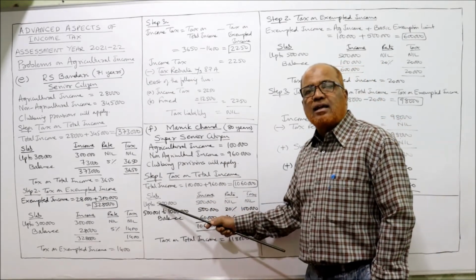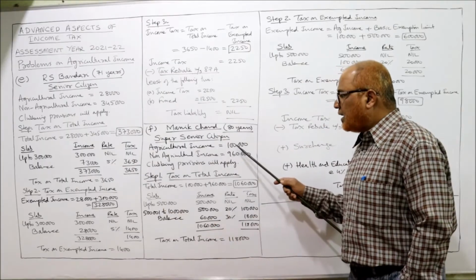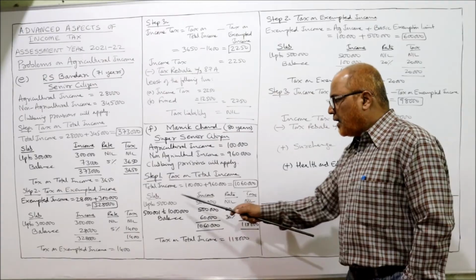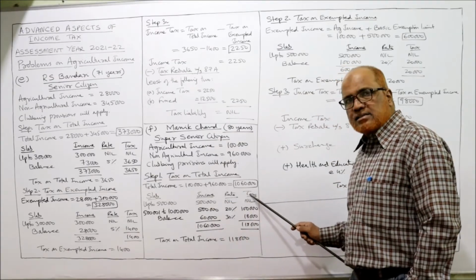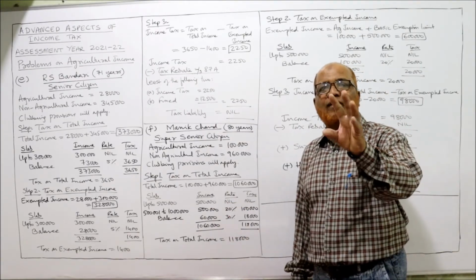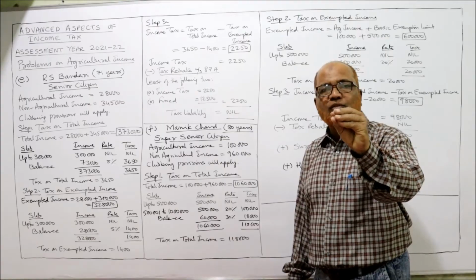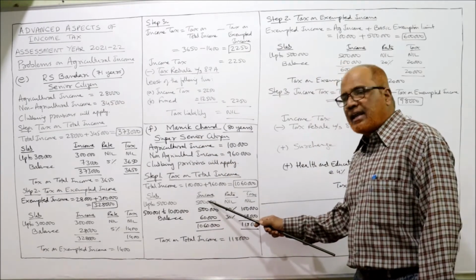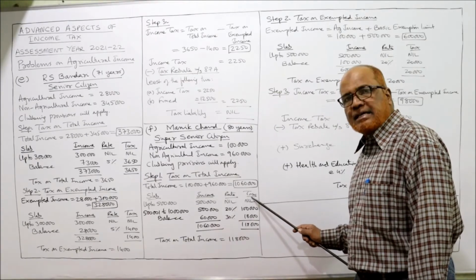Now first step, tax on total income. Total income means agriculture income plus non-agriculture. So add up 1 lakh plus 9,60,000, 10,60,000 is the total income. Now slab income rate tax. First slab up to 5 lakh rupees. Up to 5 lakh because super senior. So up to 5 lakh rupees income, tax rate nil, income tax nil.